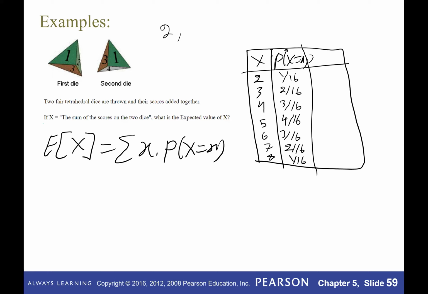Now we have to multiply these two numbers, x times p. The first one is 2/16, that means 0.125. And if you multiply this one, it will be 3 times 2/16, then 6/16, which will be 0.375. Do you have any question?